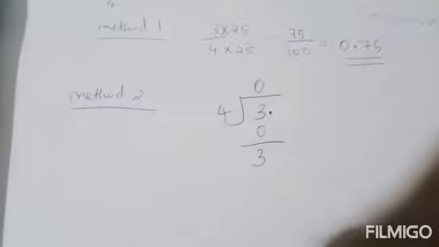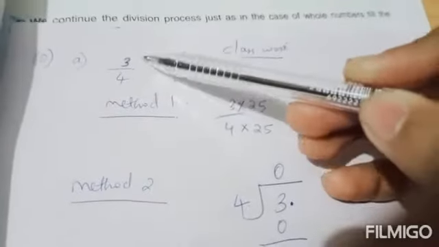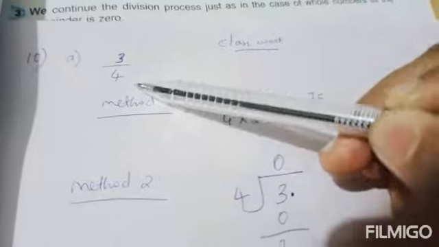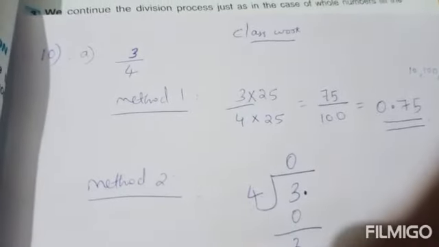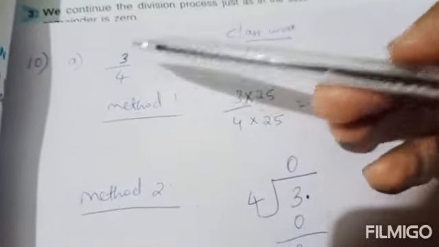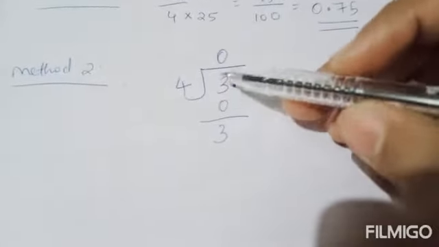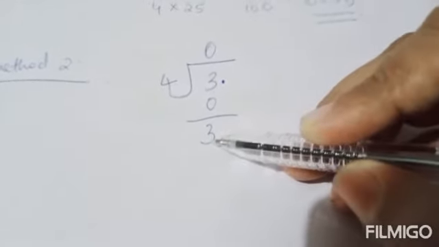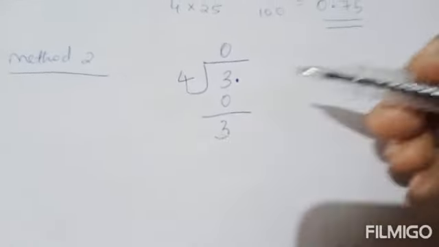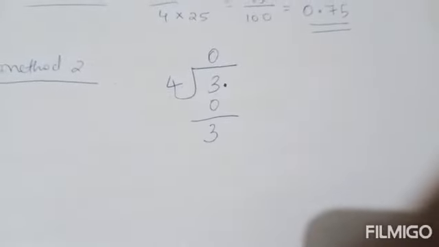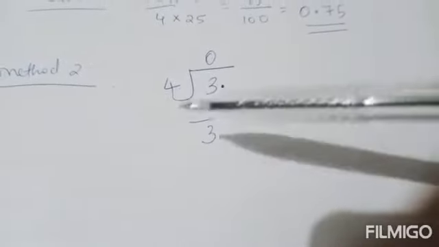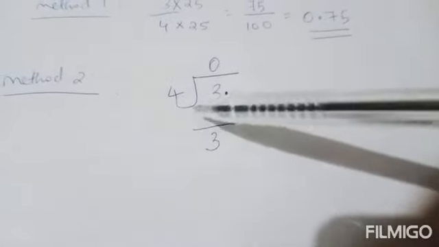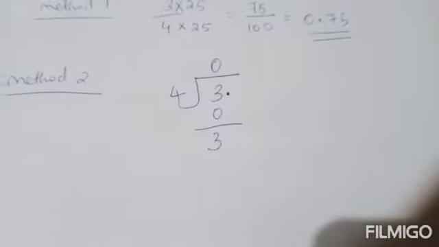Method 2: divide the numerator by the denominator of the fraction. Here the numerator is 3 and the denominator is 4. So divide 3 by 4. On dividing you will get a 0. 3 is less than 4. So 4 into 0, 0. You will get the remainder 3. But you should get the remainder 0. In order to convert this to a decimal fraction, you should get the remainder 0.